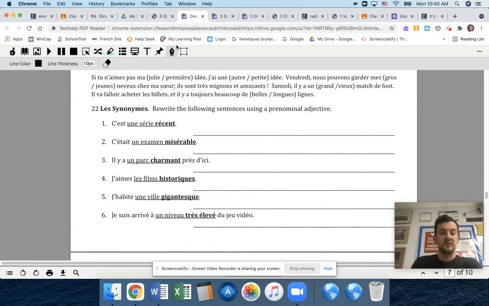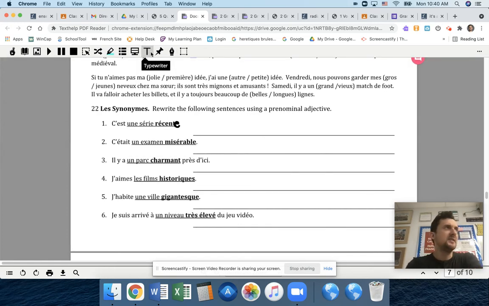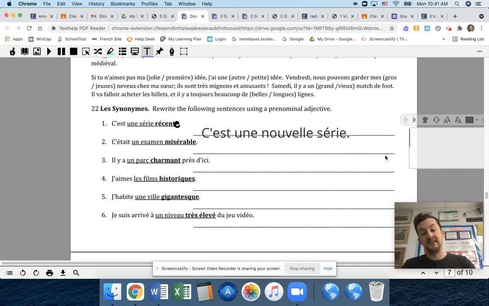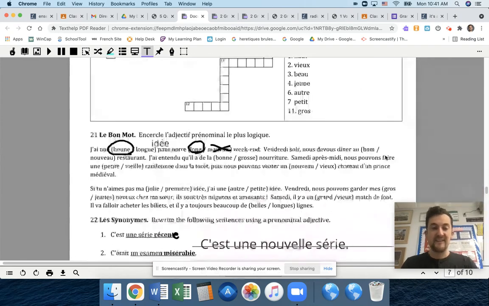All right, exercice 22, les synonymes. Rewrite the following sentences using a pronominal adjective. So number one, it says, c'est une série récente. That should say récente, it's feminine. So we want to say it's a recent series. It's a new series, d'accord? So instead of the adjective coming second, it'll come first. Now, we're going to use the word new, which is either nouveau or nouvelle. And it's feminine, so it's nouvelle. C'est une nouvelle série. D'accord? I think that's it. Yeah, that's it.